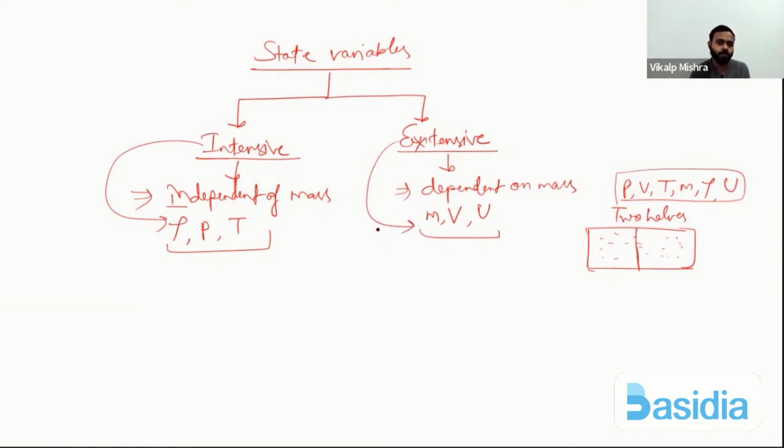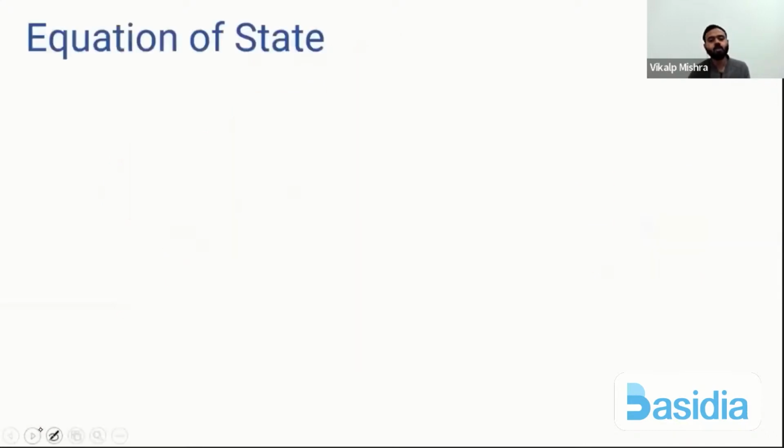I hope all of you understood what is the difference between intensive and extensive properties, or intensive state variables and extensive state variables. Okay. Now, last topic is equation of state.